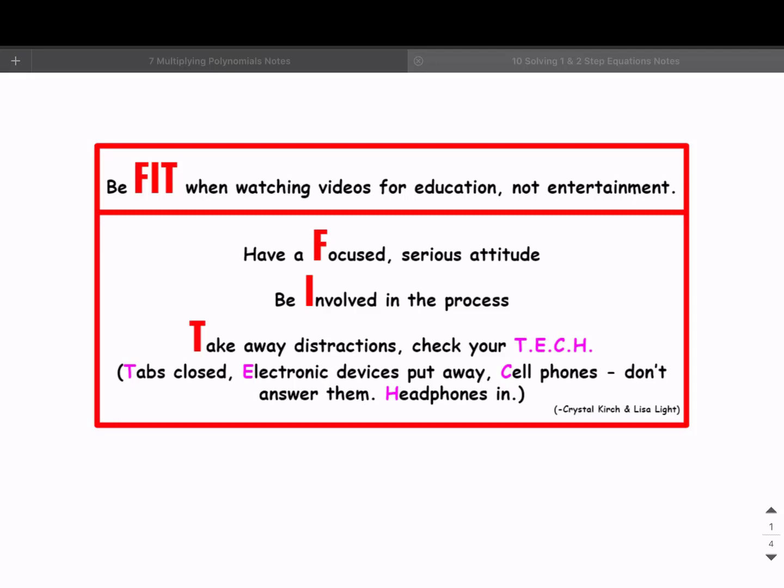Hi guys, it's Mrs. Williams, and today we're going to learn about solving 1 and 2-step equations.